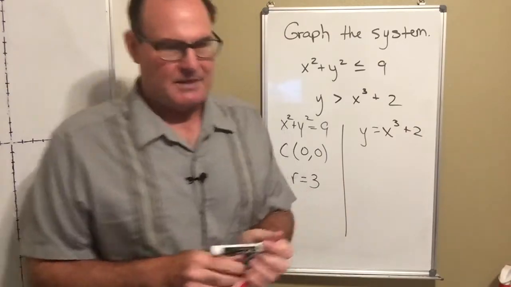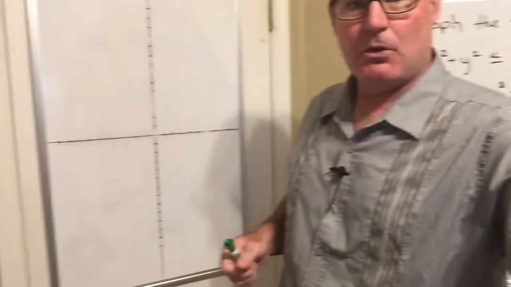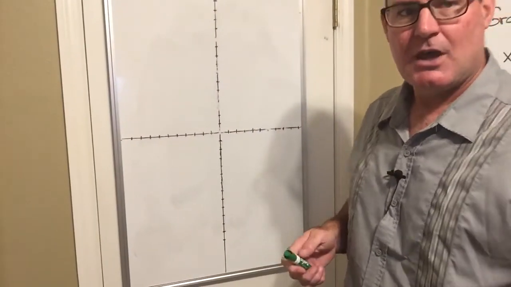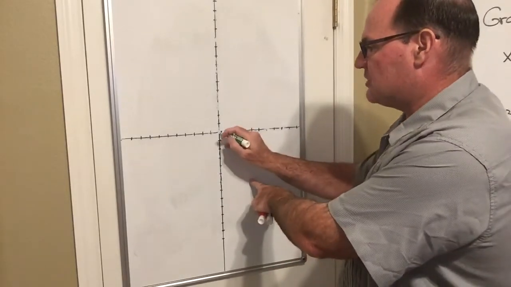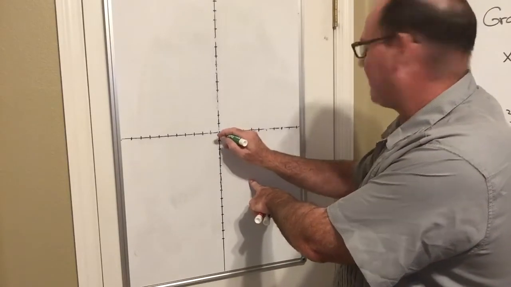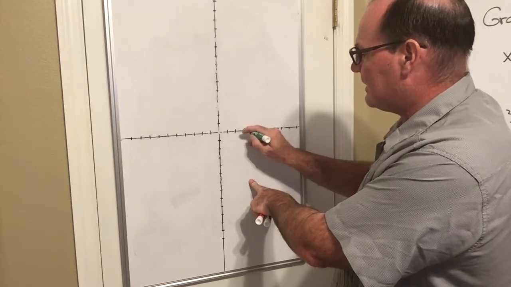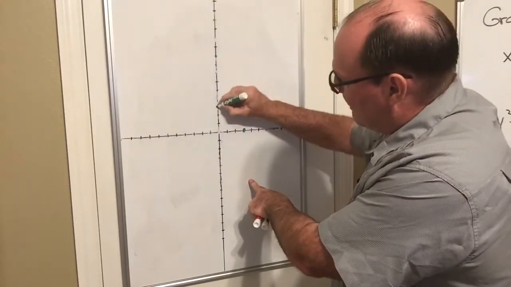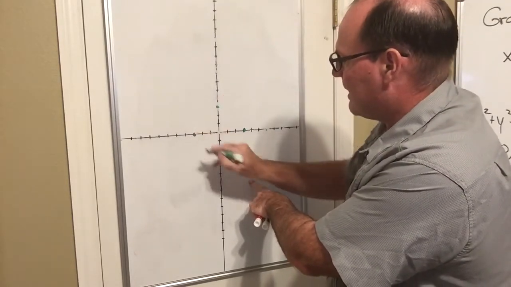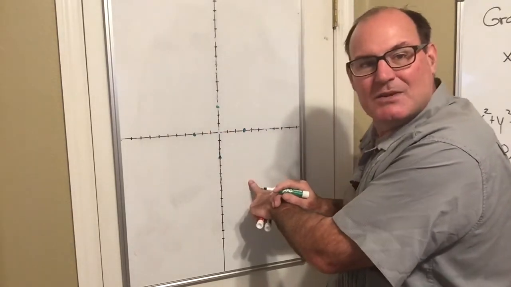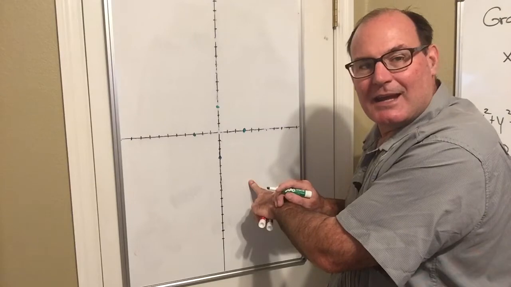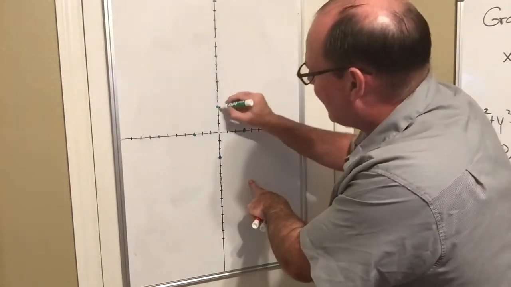So let's see what we got. I'm going to come over to the graphing board. So the first was I have my circle. My circle has a center of 0, 0, and then a radius of 3. So I go 3 units in each of my 4 basic directions. And then I'm going to do my best job to connect those dots. And since there was equality, I am going to go ahead and use a solid line.